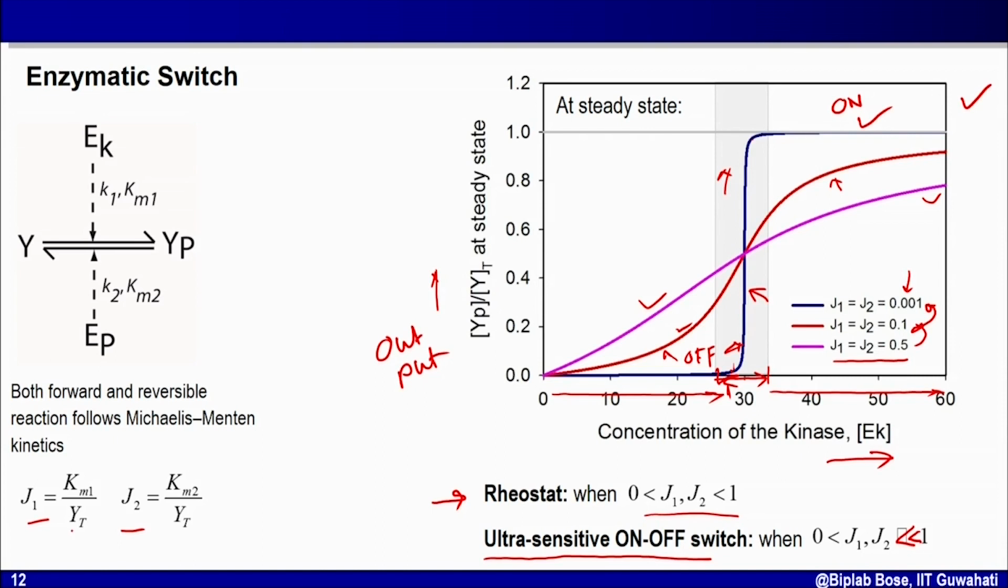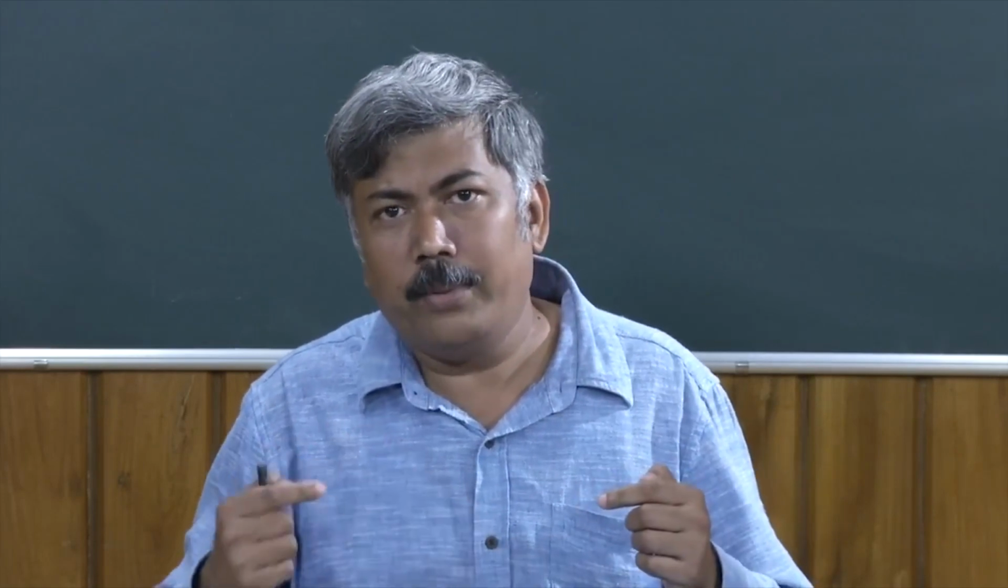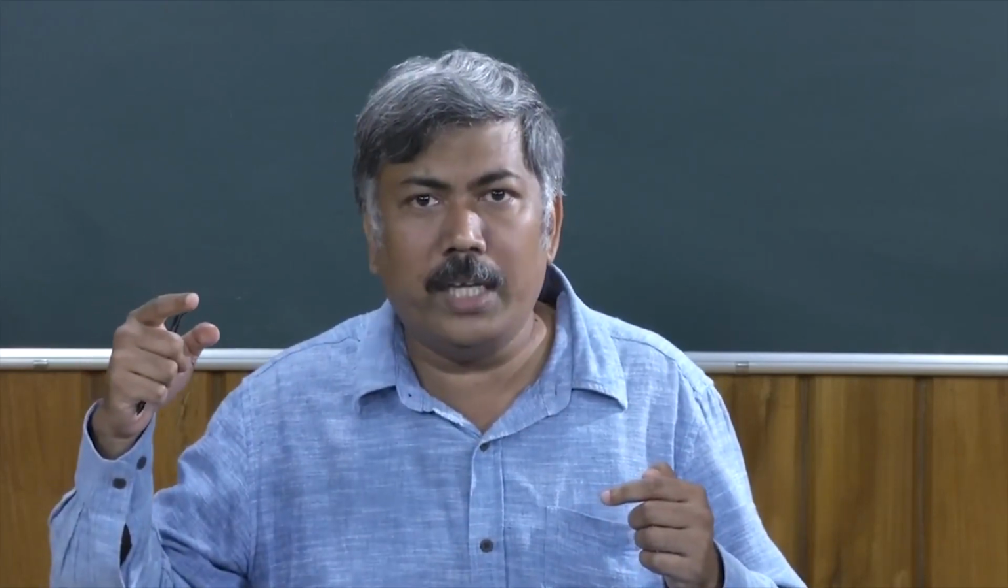Before we close, let us look into what J1 and J2 are once again. J1 and J2 are nothing but the ratio of Michaelis-Menten constant and total substrate. So when the total substrate concentration is very high with respect to the Michaelis-Menten constants, then I will have J1, J2 very small with respect to 1, and then I will have this on-off switch. But when the concentration of the total substrate is close to the Michaelis-Menten constant, then I will get values of J1, J2 close to 1, and then I will get this rheostat behavior. So depending on the substrate, the same input can give rise to a sharp on-off switch-like input-output relation, or it may give a rheostat type slow, shallow increase in the input-output dynamics.